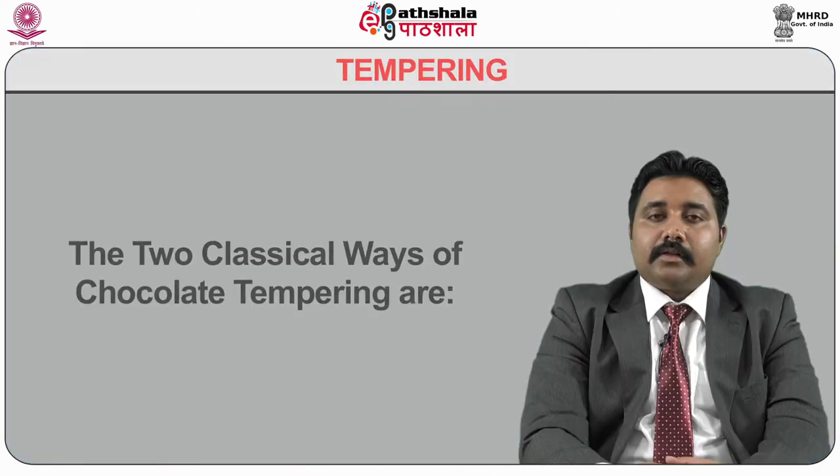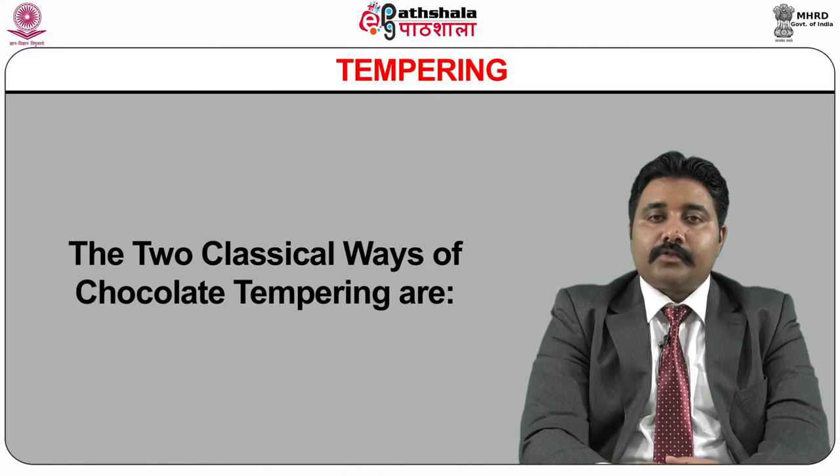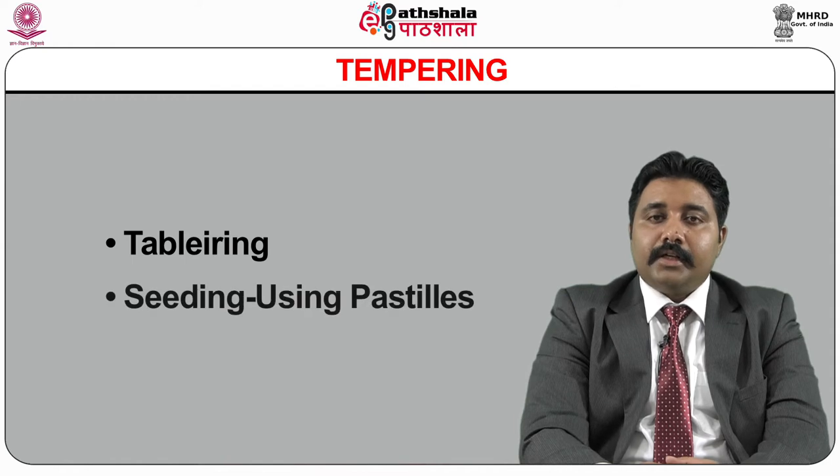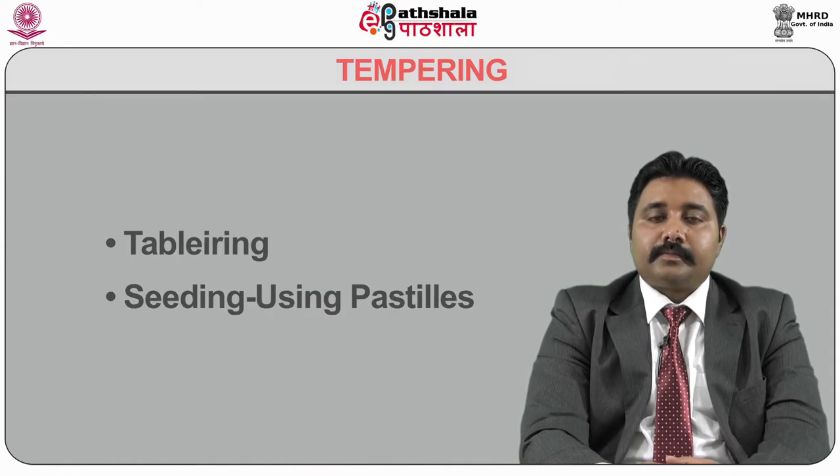It is now ready for consumption and needs only to be poured into bars and blocks, then cooled and packaged. Working temperature of dark chocolate is 32 degrees and 29 degrees for white chocolate. The two classical ways of chocolate tempering are tabling and seeding using pastilles.